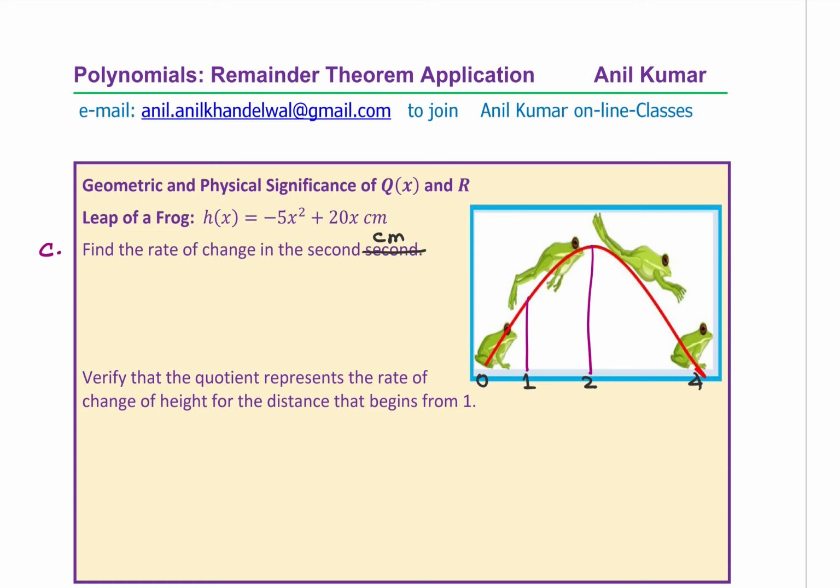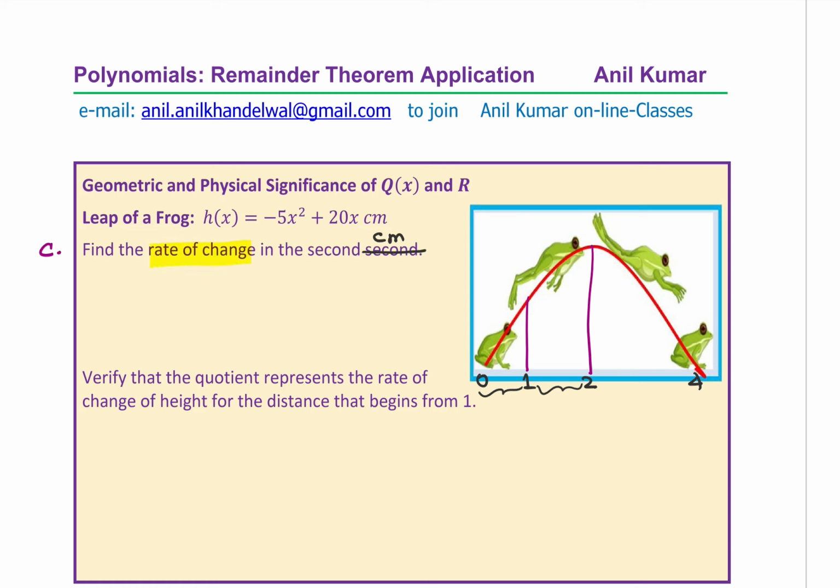So the first centimeter is this unit, correct? 0 to 1. The second is from 1 to 2, when the leap is between the distance of 1 to 2. That is the second centimeter. Okay, right. How can we do it? We need to find the rate of change, right? There are a couple of ways to do it.